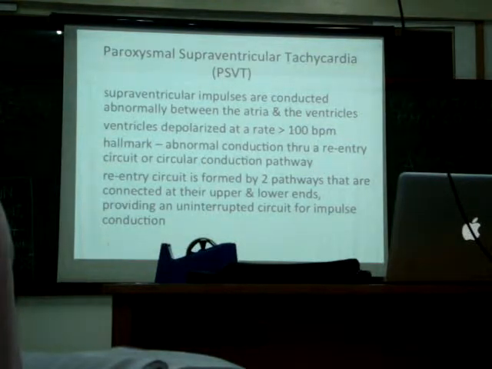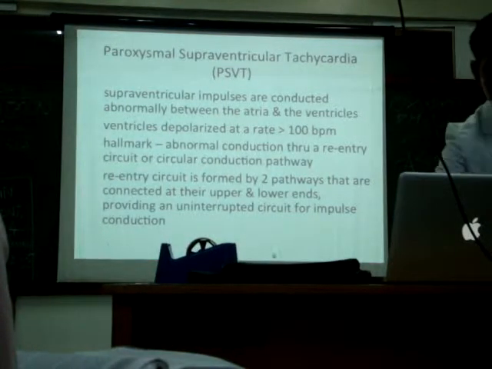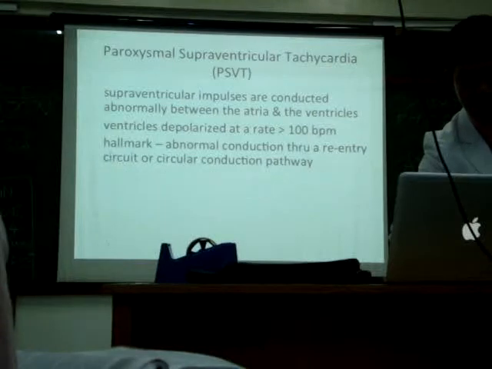Just going over this normally before we adjourn. Okay, so remember that impulses are conducted abnormally between the atria and the ventricles, usually at a rate over 100 beats per minute. The hallmark, as I mentioned, is an abnormal conduction pathway through a re-entry circuit, or a circular conduction pathway, as in the case of AVNRT. Re-entry circuits are formed by two pathways that are connected in their upper and lower ends, therefore an uninterrupted circuit for impulse conduction.